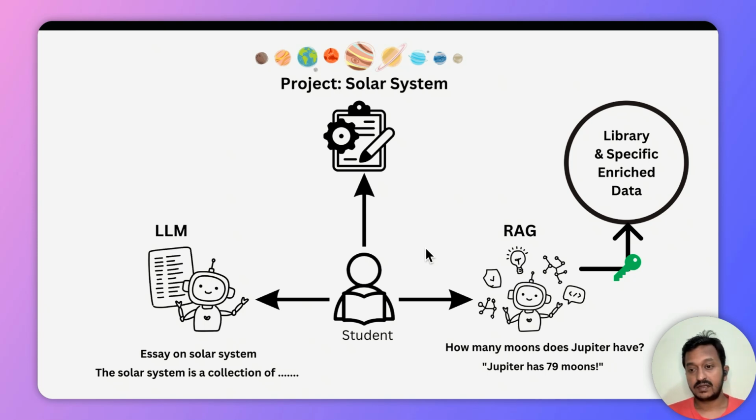Whereas RAG has a library and specific enriched data that is already present in a vector database, so it's easy to retrieve the proper results. If you ask RAG a specific question, like how many moons does Jupiter have, it can easily say Jupiter has 79 moons. But if you ask an LLM the same thing, it might fail to answer. So that is the difference, and that's why retrieval augmented generation is very important to augment custom data through your vector database.